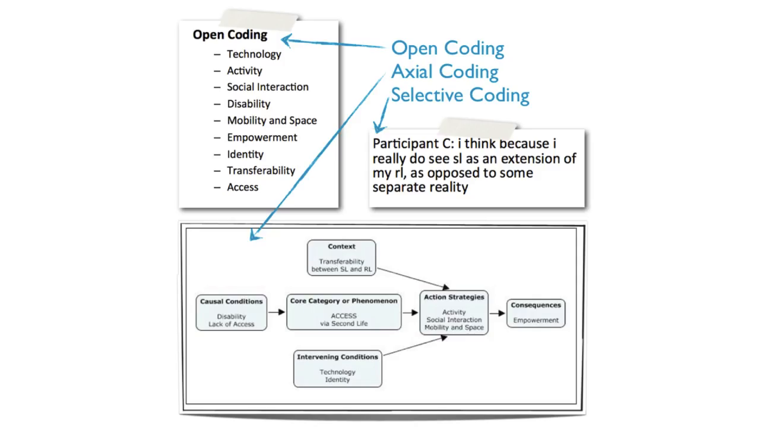So the cause of needing that access is having a disability and also feeling a lack of access. And the intervening conditions, those codes are things like the availability of technology and the need for an identity. Without those, you wouldn't have a need to engage in the strategies. So the action strategies are things like online allows activity and social interaction, and people feel like they have mobility in space. And the consequences to all of this is a feeling of empowerment, feeling like they have some agency in this matter.